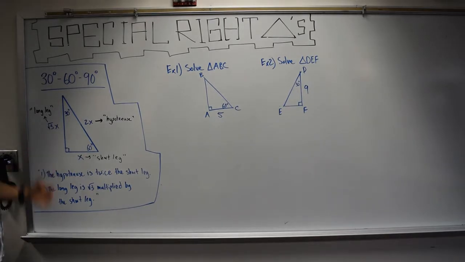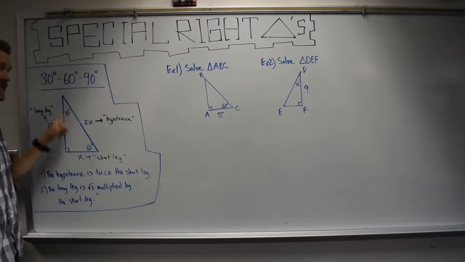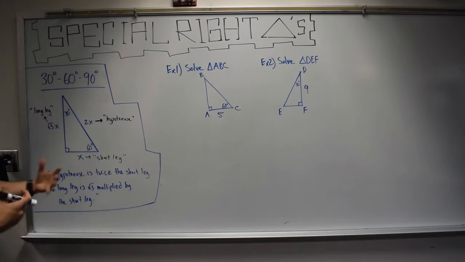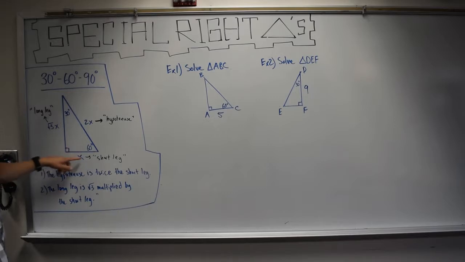So the first thing we need to cover is the terms for each side. When we have a 30, 60, 90 triangle, the longest side, the side opposite the 90-degree angle, is referred to as the hypotenuse. That's the same for every triangle. Then we have the two legs. The leg that is the shortest leg, we refer to as the short leg. The leg that is longer, we refer to as the long leg.